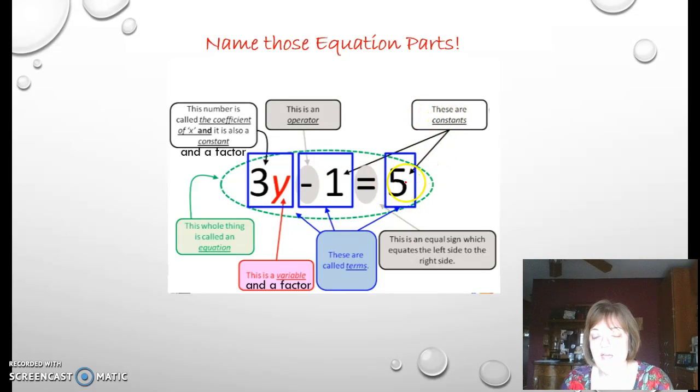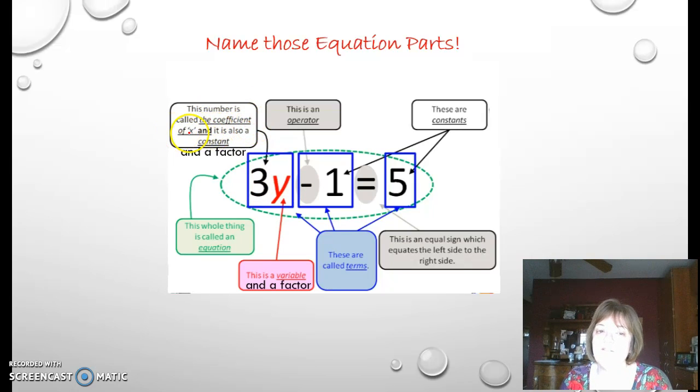All right, and on the right, we have the 5. Now, the negative 1 and the 5 are called constants because they're constant. They don't change. There's nothing that changes about them unless we do something to them, like an operation. The 3 here is also a constant because 3 is a 3. But it is multiplying the y, and I'll talk about the y in a second. The 3 is a constant, but because of its position as a number in front of our variable, it's also called a coefficient.